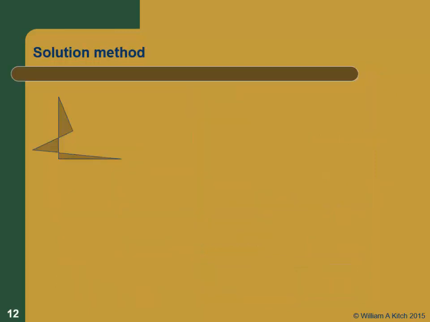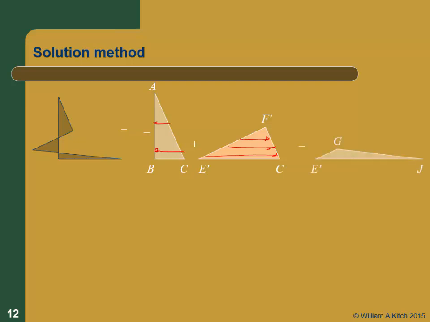All right, so graphically what I'm going to do, I'm going to say that this net earth pressure diagram is going to be equal to minus ABC, because that's acting in the minus x direction, plus E prime F prime C, because that block is acting in the positive x direction, minus E prime G J, which is again acting in the negative x direction. So that's my net earth pressure diagram.